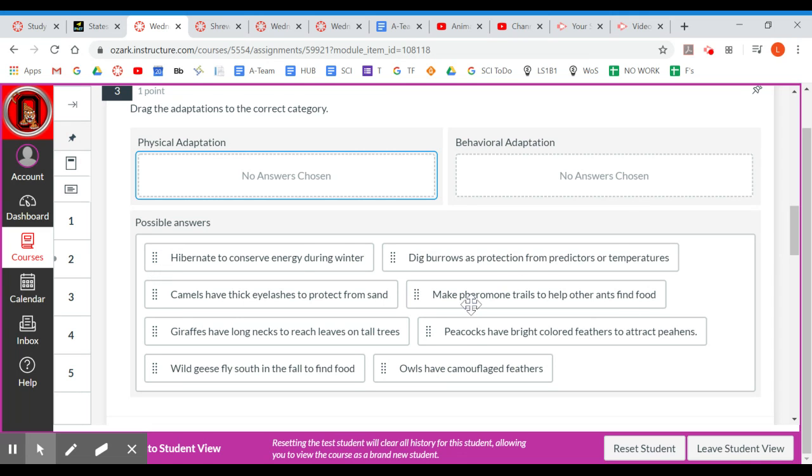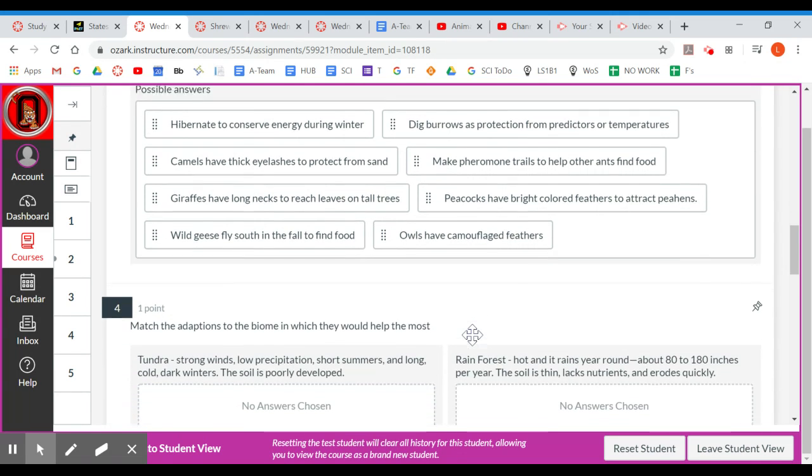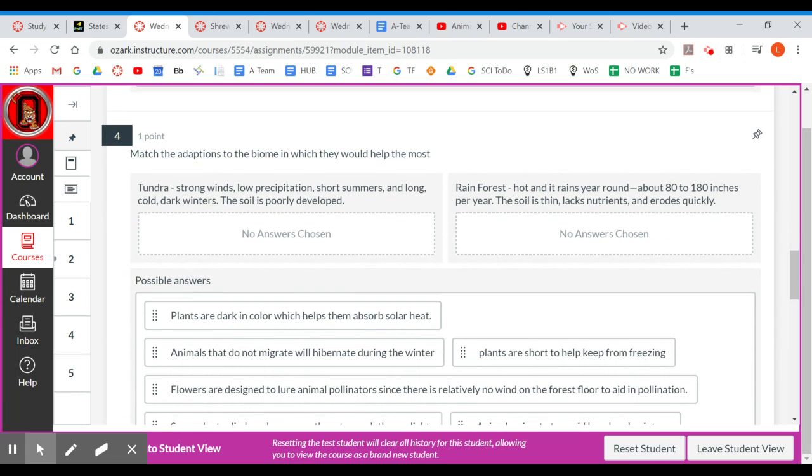Question 4, and again, it's a category question. Match the adaptations to the biome in which they would help the most. So you've got two differing categories here. A tundra, remember, has strong winds, low precipitation, short summers, and long, cold, dark winters. Brr, it makes me cold just thinking about it. The soil is poorly developed.